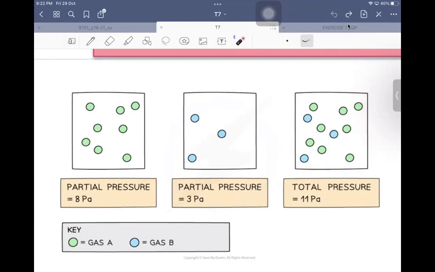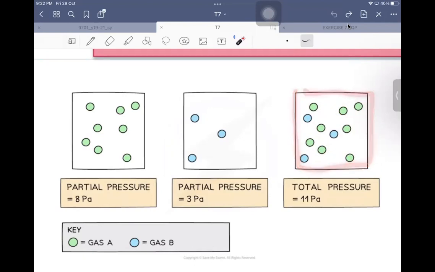So for example, in this container, I want to know what is the pressure that is exerted by gas A only. Okay, I can't just say, oh, it's half, because sometimes the number of particles of gas A is not equal to the number of particles of gas B. So here we've got more gas A than gas B. If I want to know the partial pressure of gas B, that means in this container, I want to know how much of the total pressure was exerted by my gas B.